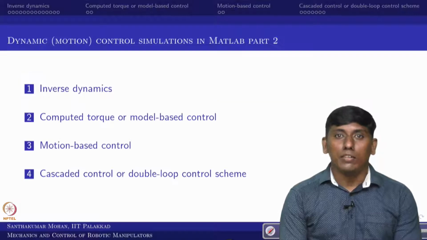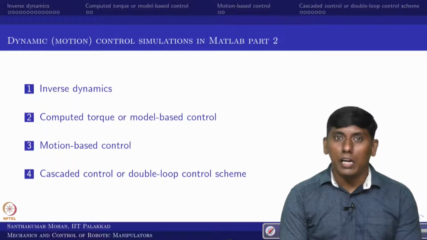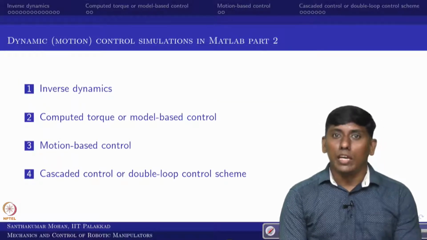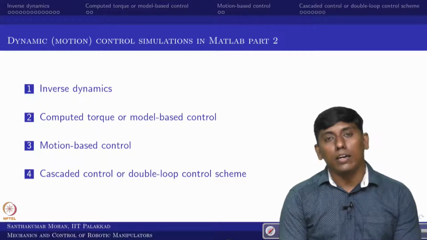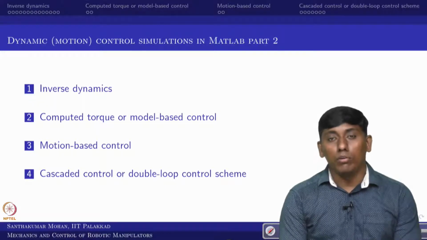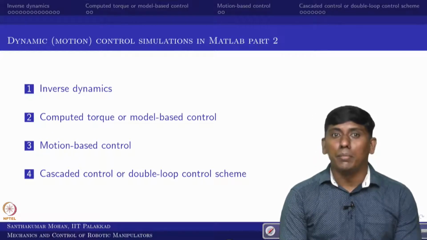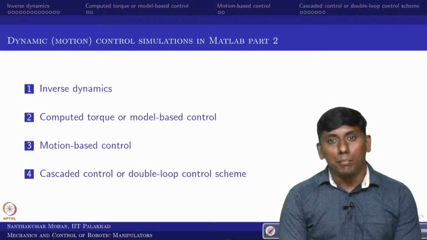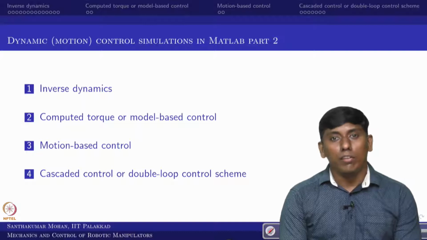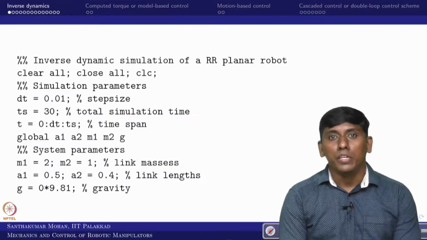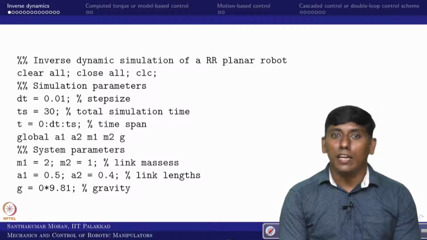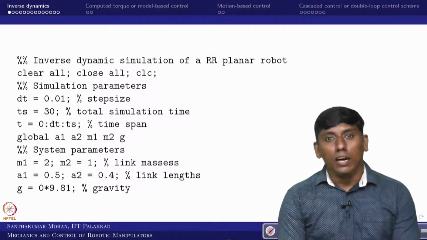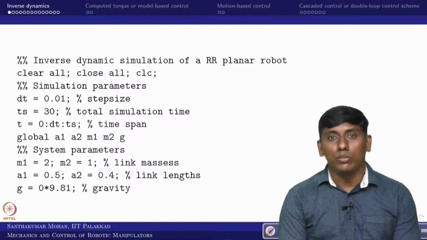So we are trying to see what inverse dynamics in task space is. Then we will see how we can modify the computed torque control when we require the task space variable or the desired variable. Similarly, we can see the motion-based control, which we call PD and PID control, and then we will go to the dual loop or double loop or cascaded or backstepping control. We will take the same scenario as we have seen in the dynamic control of joint space.